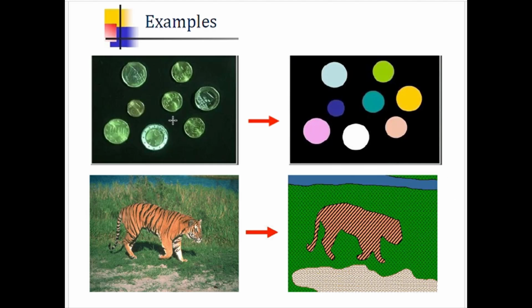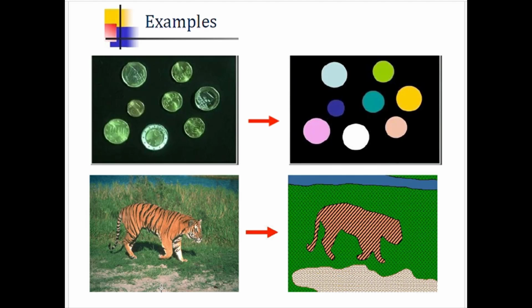See here, all these coins are divided into different groups. Depending on the size of the coin, it is segmented like this. For different sizes of coins, a different color is allotted to each circle. So this is called segmentation. The smaller circle indicates the small coin and the bigger circle indicates the bigger coin.